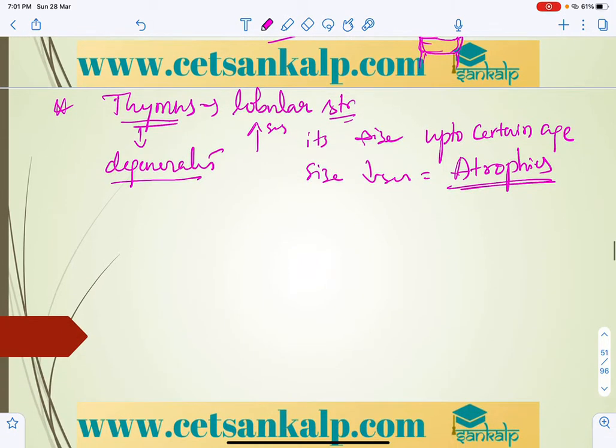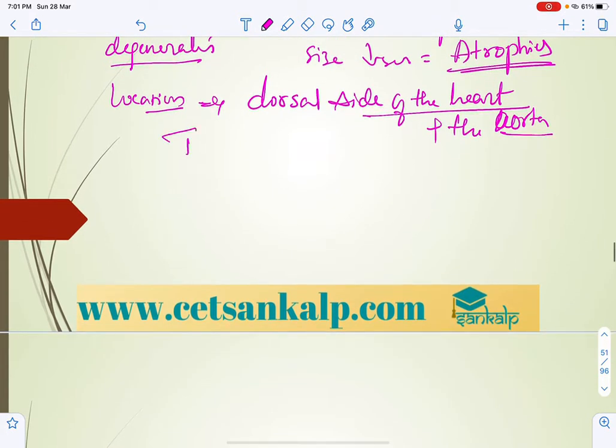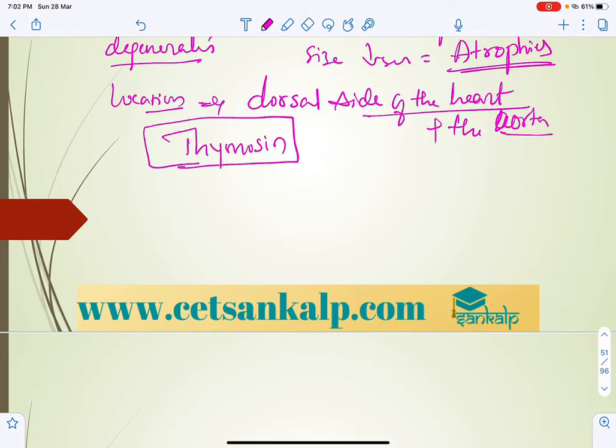What is the major role of the thymus? As for the location, it is present on the dorsal side of the heart and the aorta. This is the location of the thymus gland. The hormone it produces is called thymosin. What is the role of thymosin? Thymosin is also a peptide hormone. Almost all these hormones are peptide hormones, right?